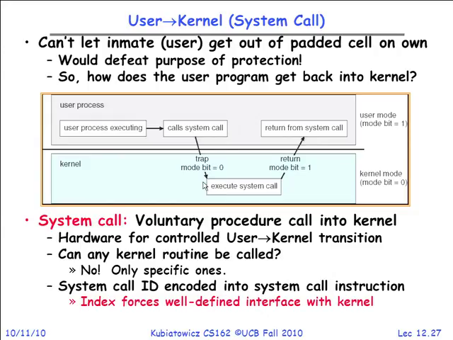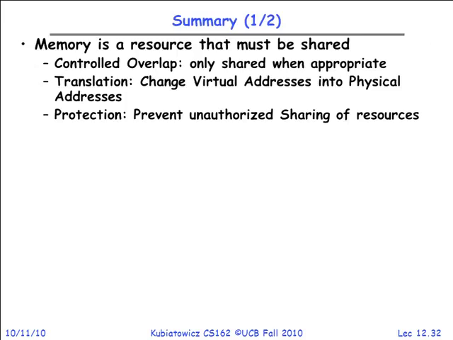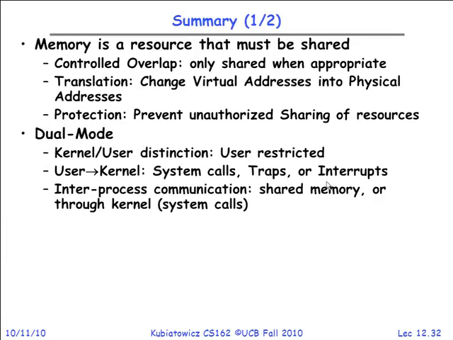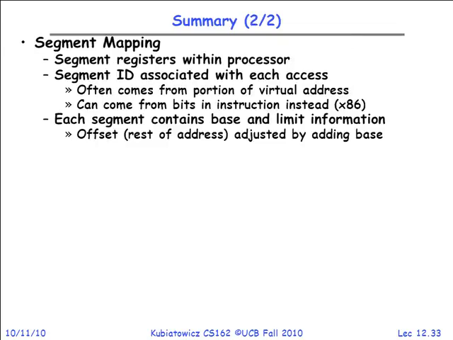So let's, in conclusion, memory is a resource that we want to share. We talked about controlled overlap, translation, and protection as goals. We talked a bit about dual mode as protecting our actual schemes. Okay, basically making sure the kernel is the only one that can alter the translations and the user is not allowed to. Okay, we'll talk about more of that next time. We showed you what segments can look like. We gave you a simple segmentation scheme. Okay, and I actually walked you through a couple of things.